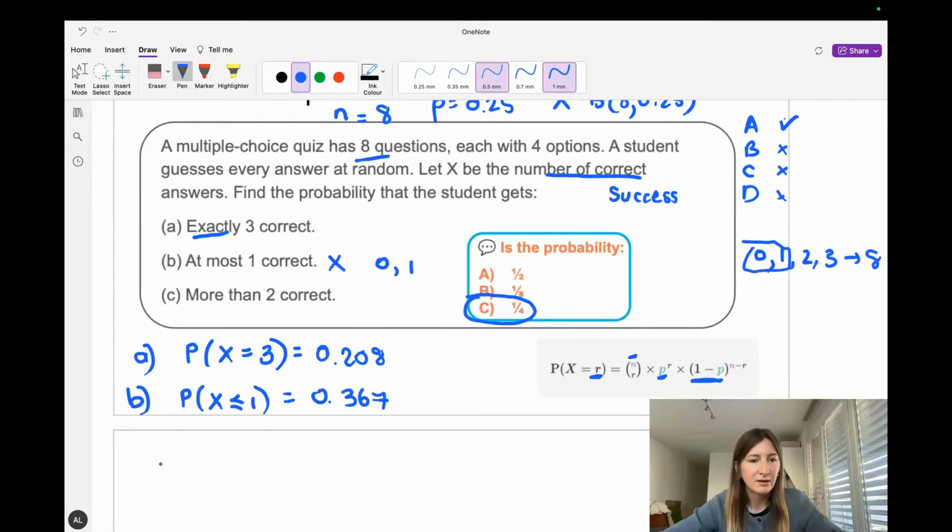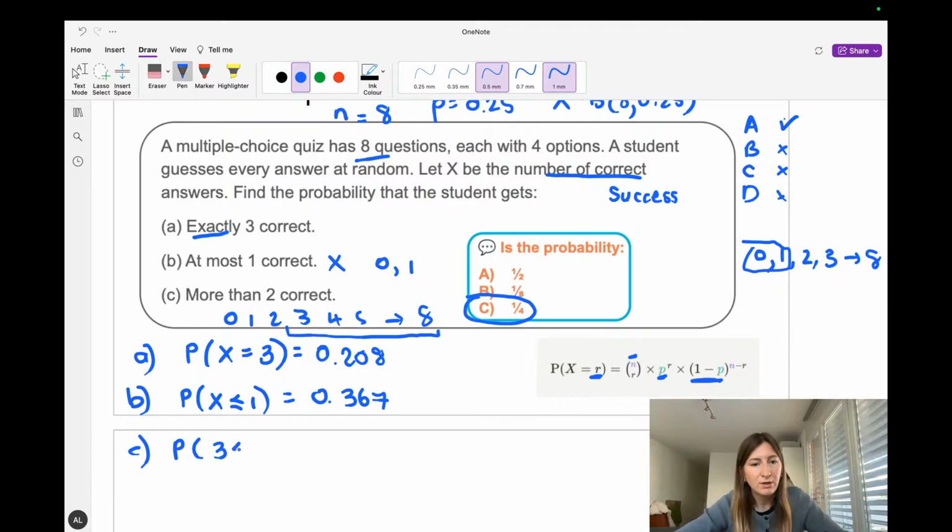All right. Next one, more than 2 correct. All right, more than 2 doesn't include 2. More than 2 correct starts at 3. So if we have 0, 1, 2, 3, 4, 5, all the way to 8. More than 2 are these guys over here. We're not including 0, we're not including 1, we're not including 2. So we want 3, between 3 and 8. So we can write that as the probability that x is between 3 and 8. And we can do that on our calculator.